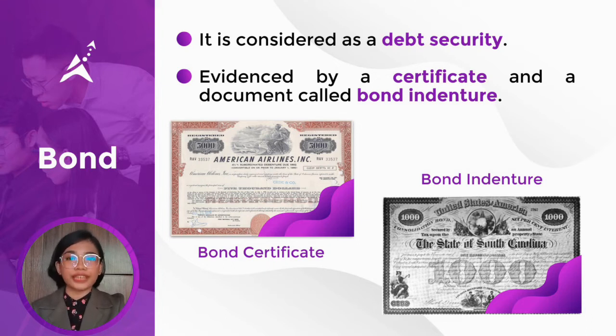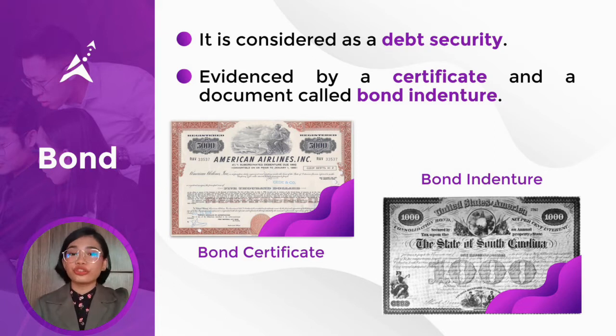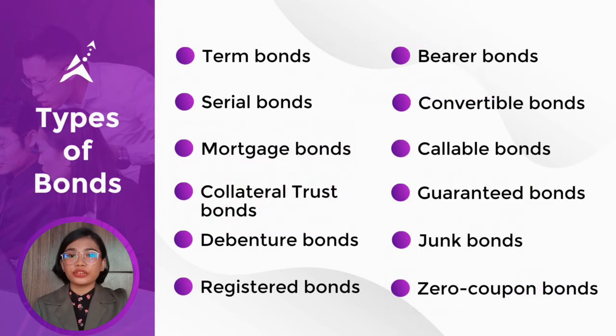Another information, just like a stock market, bond market also exists. It allows the public to enter into a bond transaction and they are still considered as an investor. The bond market includes debt securities like bonds issued by governments and corporations, both domestic and foreign. So, there are different types of bonds. We have term, serial, mortgage, collateral trust, debenture, registered, bearer, convertible, callable, guaranteed, junk, and zero coupon bonds.